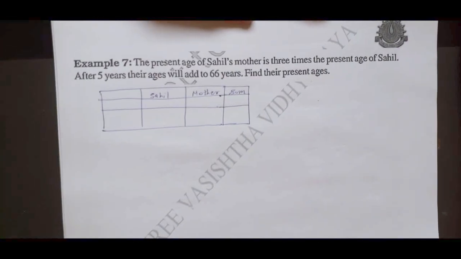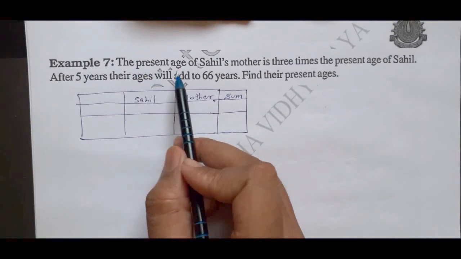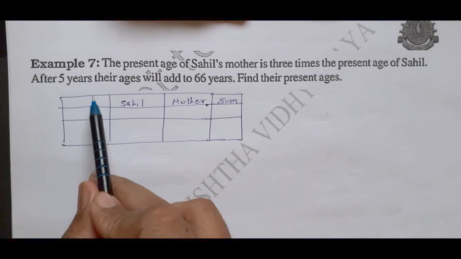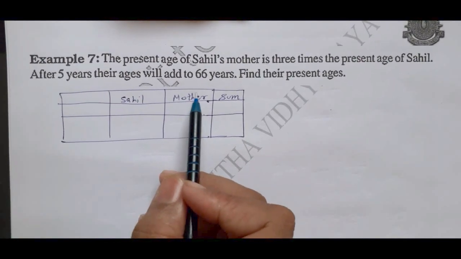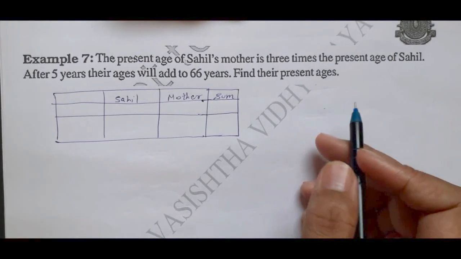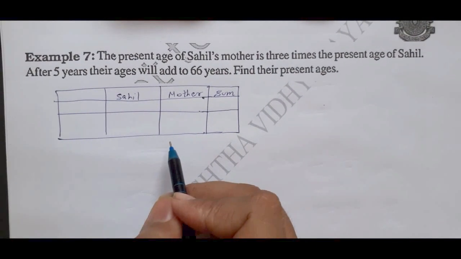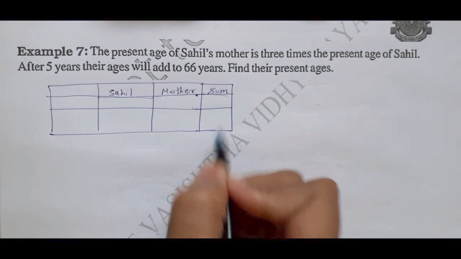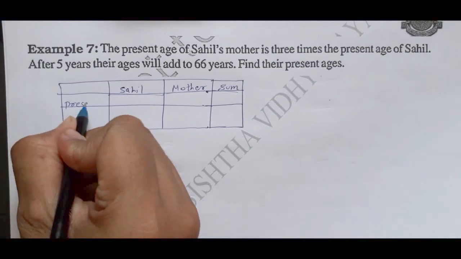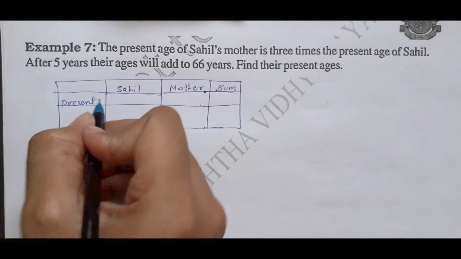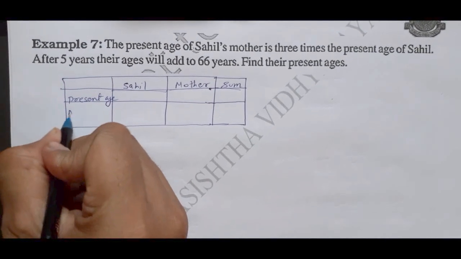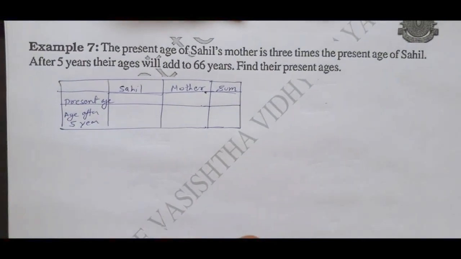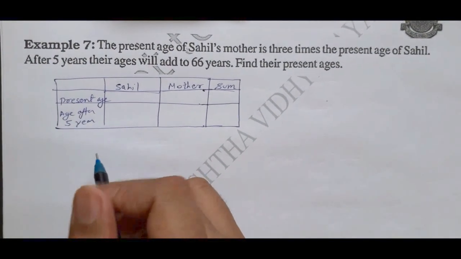Okay, now let's begin with the next question. Example number 7. The present age of Sahil's mother is 3 times the present age of Sahil. After 5 years, their ages will add to 66 years. Find their present ages. For that, first we have to make a rectangular box, and here we write the names Sahil, then his mother and their sum. Now, we are going to consider first their present age, then their age after 5 years.